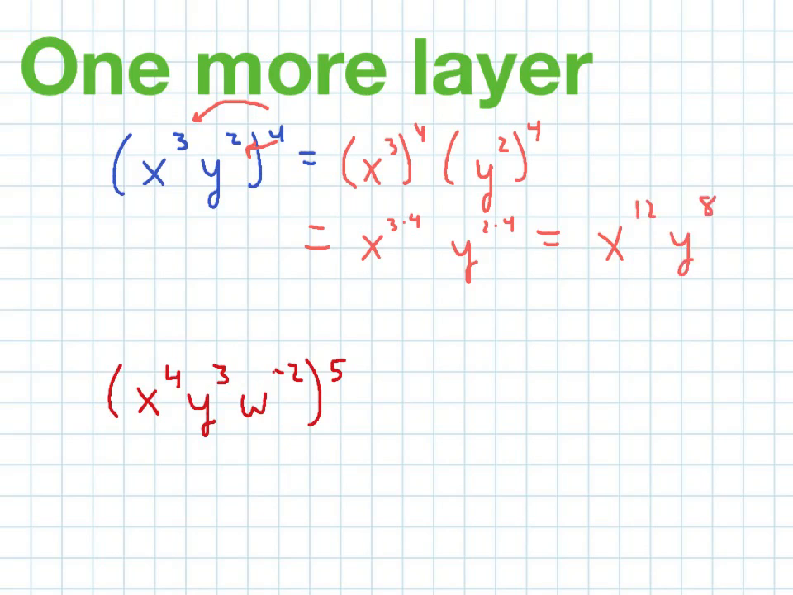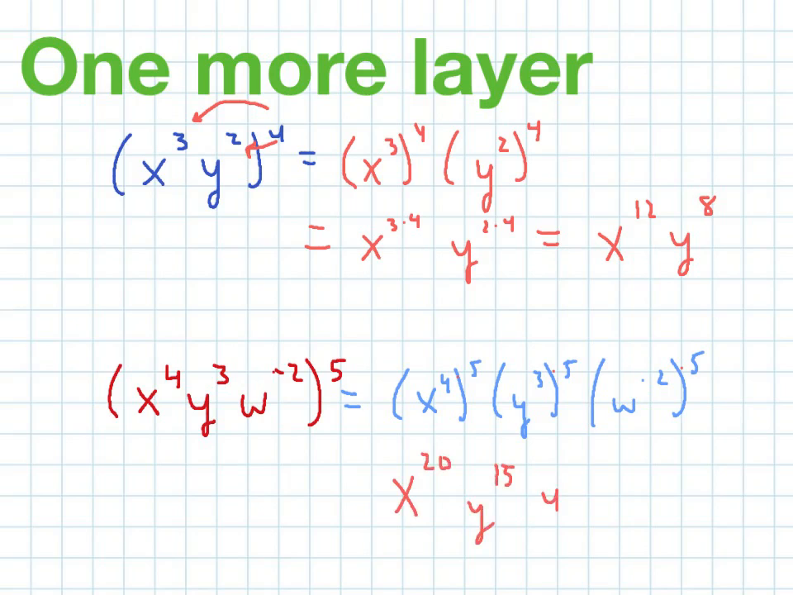Trying again down here, we know that this would become x to the 4th to the 5th, y cubed to the 5th, and w to the negative 2 to the 5th. So again, thinking about the idea that we are multiplying here, so multiply, multiply, multiply, we will end up with x to the 20th, y to the 15th, and w to the negative 10. Now I'm going to let you practice that idea.